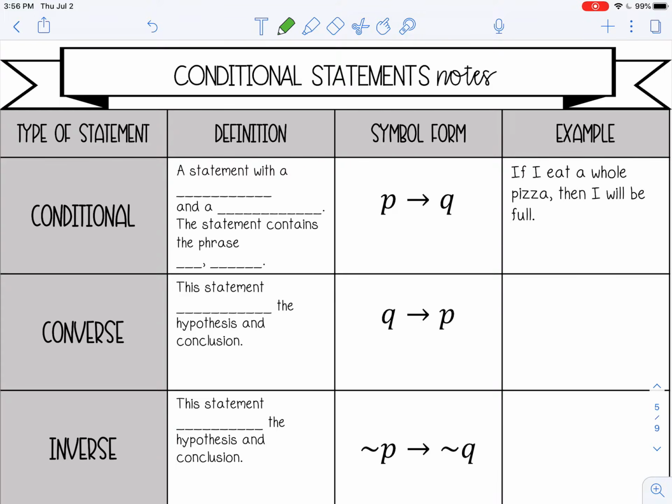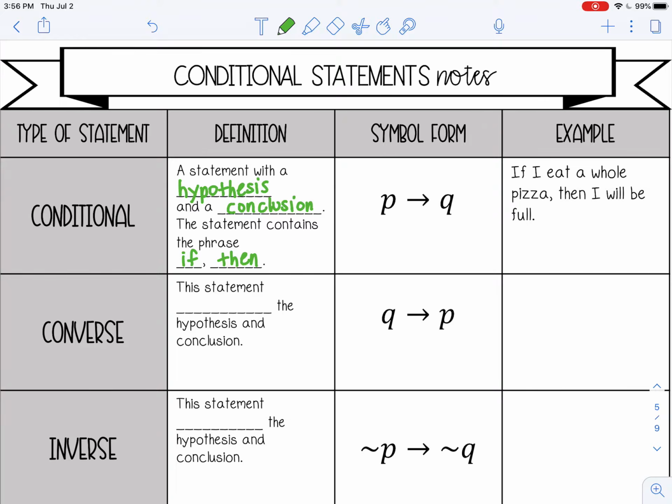Welcome to this lesson on conditional statements. So let's go over some vocabulary first. A conditional statement is a statement with a hypothesis and a conclusion. And a conditional statement will always contain the phrase if, then.